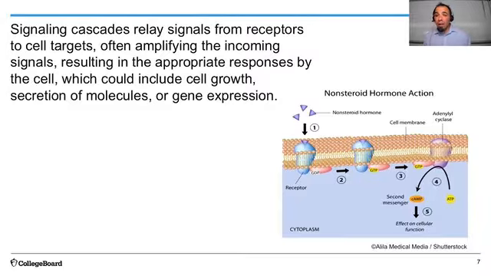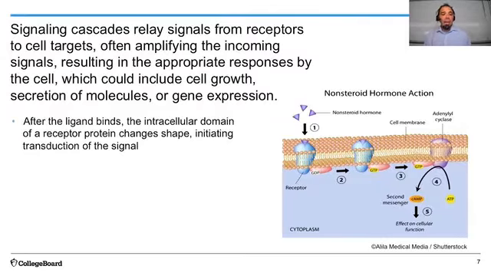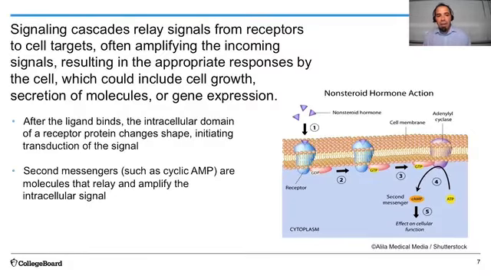Again, a lot going on there, so you may want to pause the video, and I really do think if you draw these out, it does help. And so, as I just said, after the ligand binds, the intracellular domain of a receptor protein changes shape, initiating signal transduction. Again, this is a model, so I'm not showing the change in the shape there. And then the secondary messengers, such as the cyclic AMP, are molecules that relay and amplify the intracellular signal. So I wanted to show you the picture first before I gave the explanation. So again, pause the video, draw the picture and mark it up.